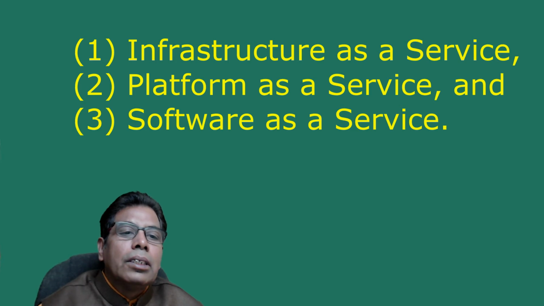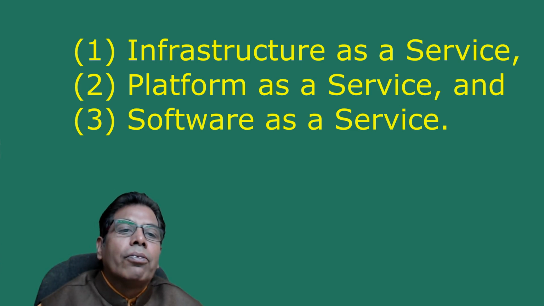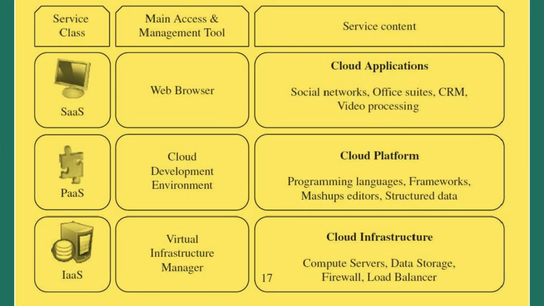So here, cloud computing services are basically divided into three classes according to the abstraction level of the capability provided and the service model of the providers. So here we have infrastructure as a service, then platform as a service, and software as a service. You can see this in the figure. Here you can see the service class, then main access and management tool, and the service content.